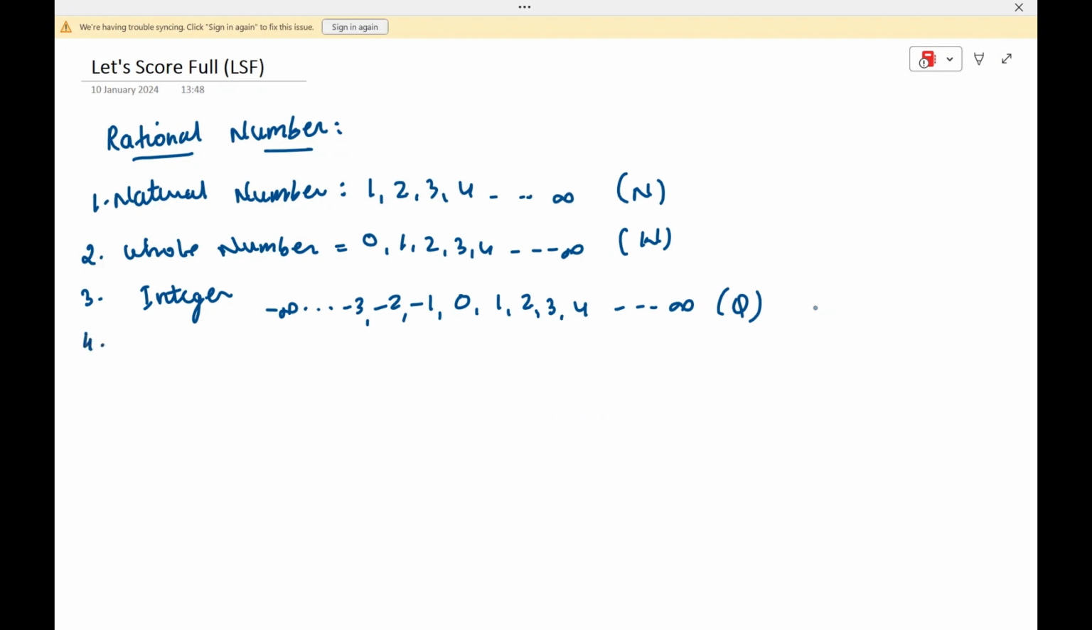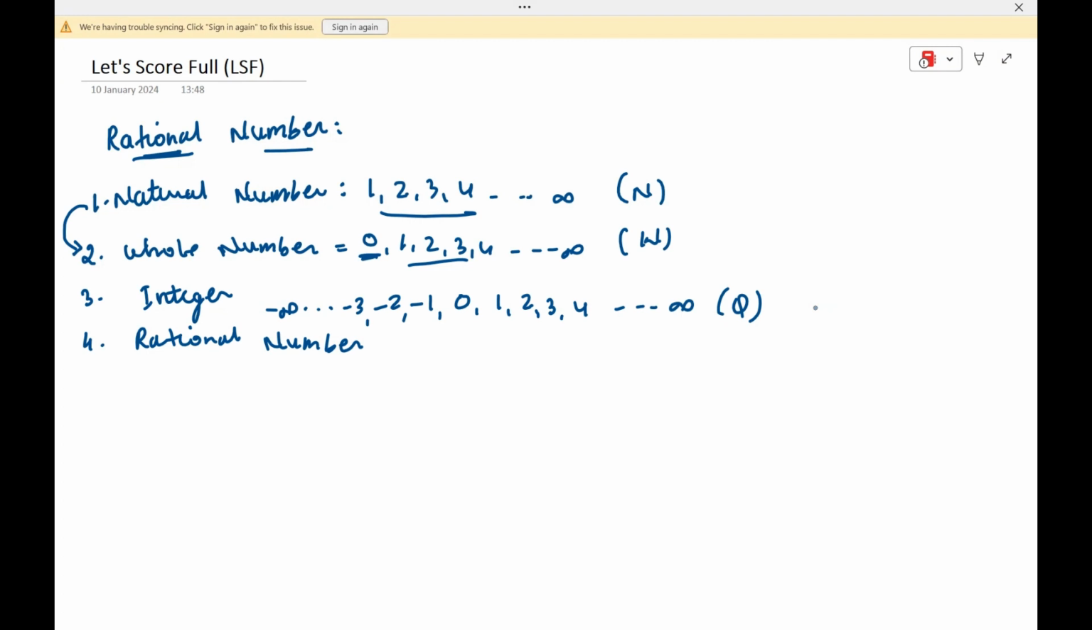The next numbers that come are rational numbers. So why have we studied these numbers in sequence and not started directly with rational numbers? The logic is, if I say all natural numbers are whole numbers, see, every natural number is present in the whole numbers. But I can't say every whole number is a natural number. Why? Because here I can see 0, which is not a natural number.